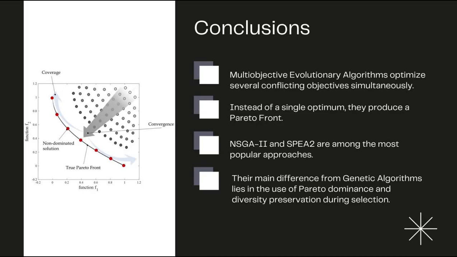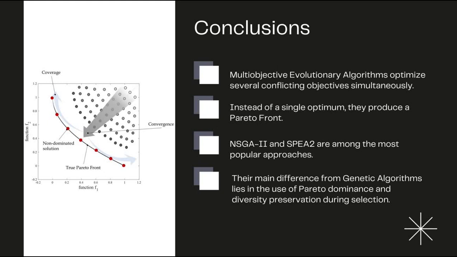Non-dominated sorting genetic algorithm 2 and the strength Pareto evolutionary algorithm 2 are two classic and widely used approaches. The first one is based on non-dominated sorting, crowding distance, and elitism, while the second one is based on an external archive, strength-based fitness assignment, density estimation, and strong elitism. The main difference between multi-objective evolutionary algorithms and traditional ones is that the first ones use Pareto dominance and diversity preservation during selection rather than rely on one scalar fitness function.